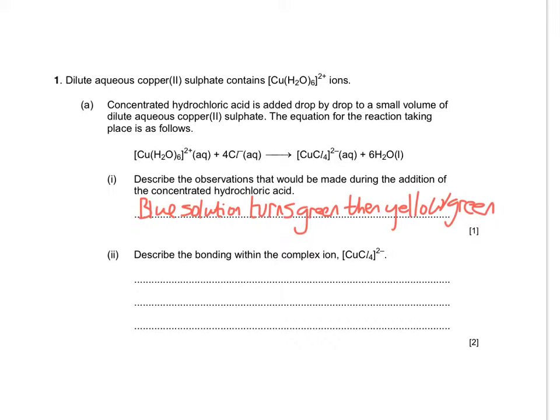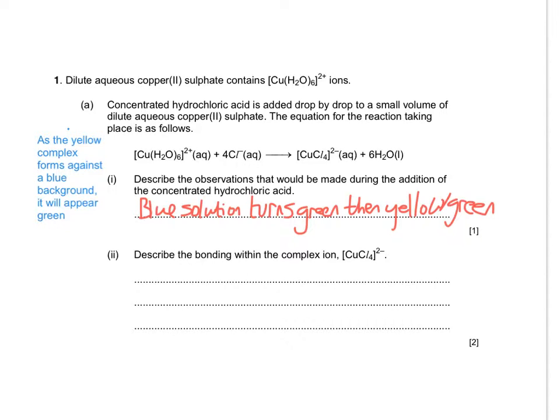So the blue solution, which is your [Cu(H2O)6]2+, will turn green at first and then yellow-green at the end. And the reason for the gradual colour change is because you start out with a blue complex, but gradually, because it's being added dropwise, the colour change is more gradual.